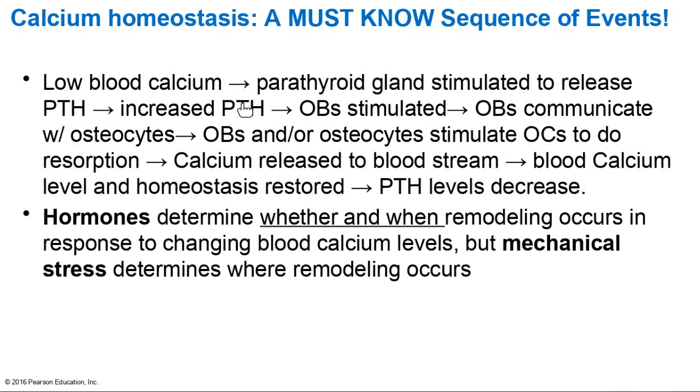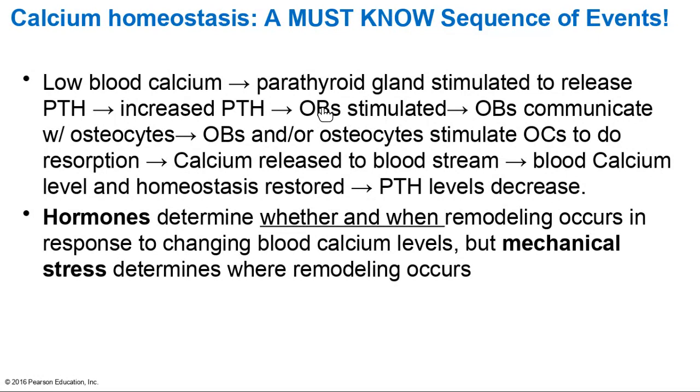So here's really the story and sequence. You should definitely know the story and sequence here with PTH. You have low blood calcium. Parathyroid gland is stimulated to release PTH. You have increased PTH going in the bloodstream now. PTH will directly bind to osteoblasts and stimulate them so that osteoblasts do not do deposition. So don't get confused when it says osteoblasts are stimulated. It's like you're stimulating inhibition. So osteoblasts will not do deposition.